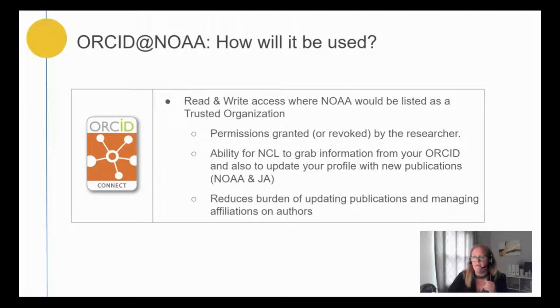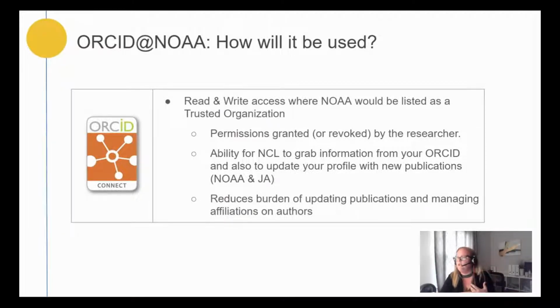And then finally, this is a long term thing, but long term, what we would like to do is, once we have this integration where we're getting this information upon submission, so giving us your ORCID ID would be linked in your RPTS submissions, or if you submit via the NOAA IR form or through email, something like that, using that information, we would like to have read and write access, where NOAA, specifically the Central Library, would be listed as one of your trusted organizations.